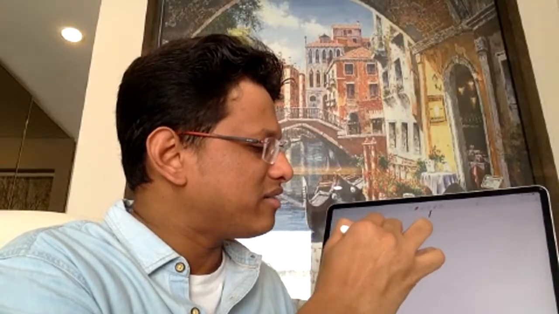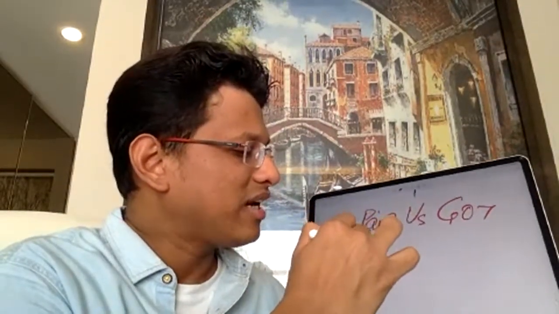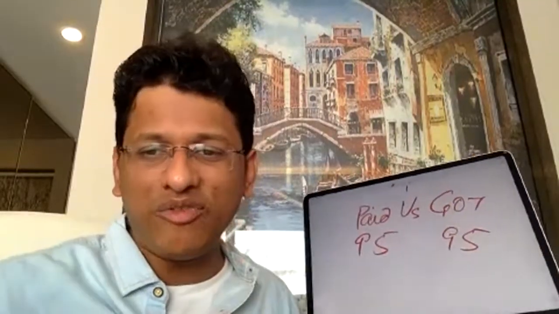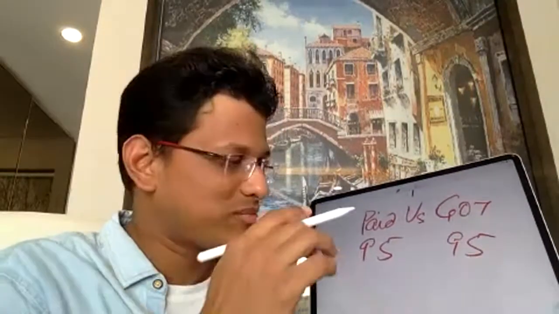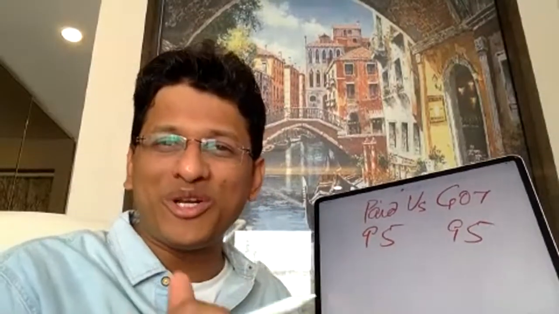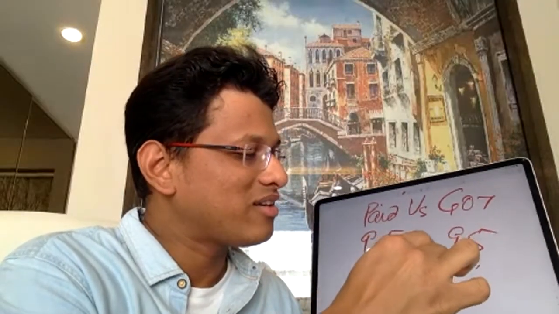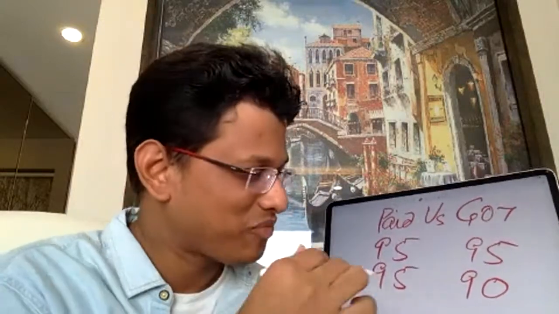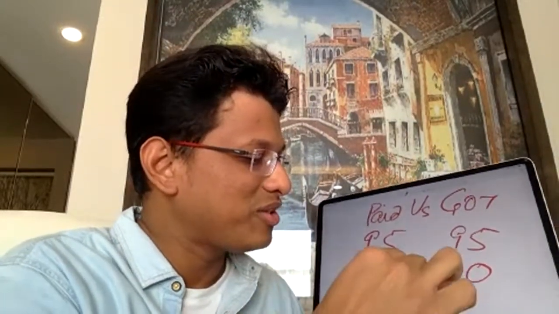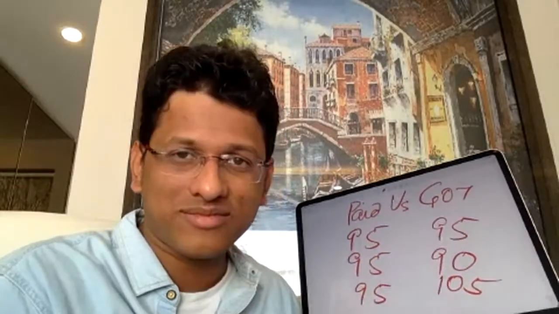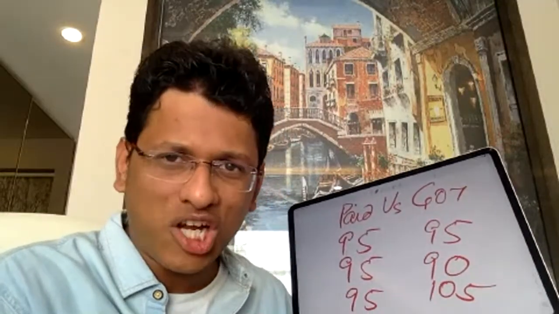The other question is what we paid versus what we got. This is always an important thing. Say we paid 95 and got 95. Excellent. You did not pay more, you did not pay less. You paid 95, you got 90. Or you paid 95, you got 105. These are the three scenarios that we can talk about, right?